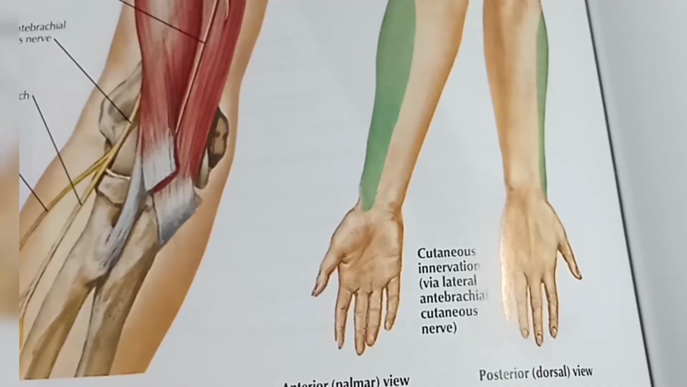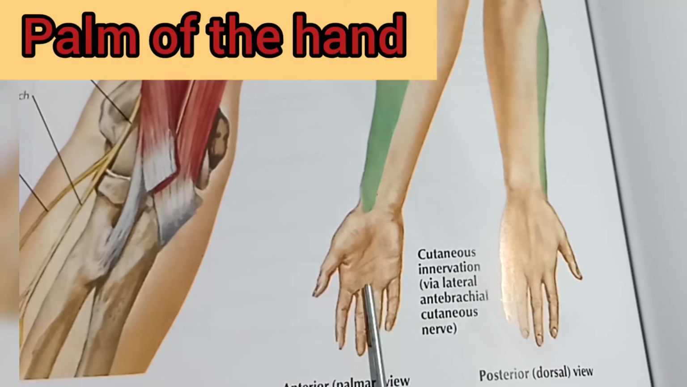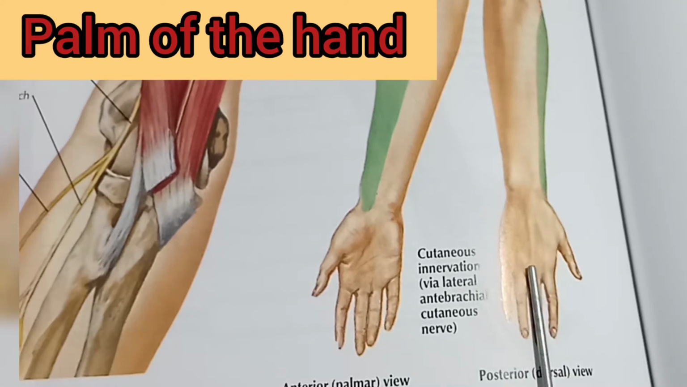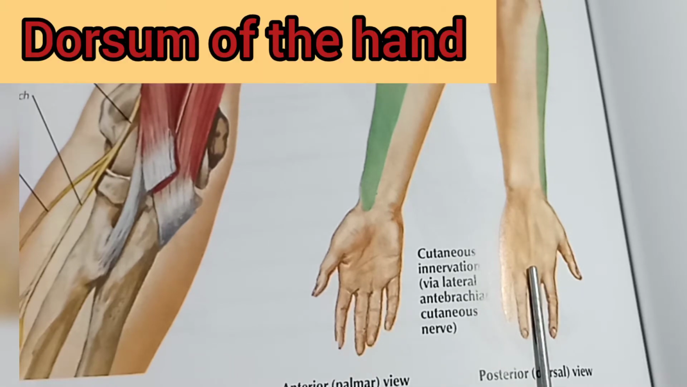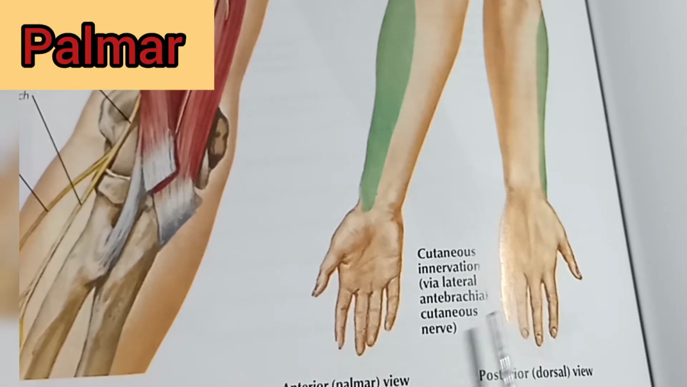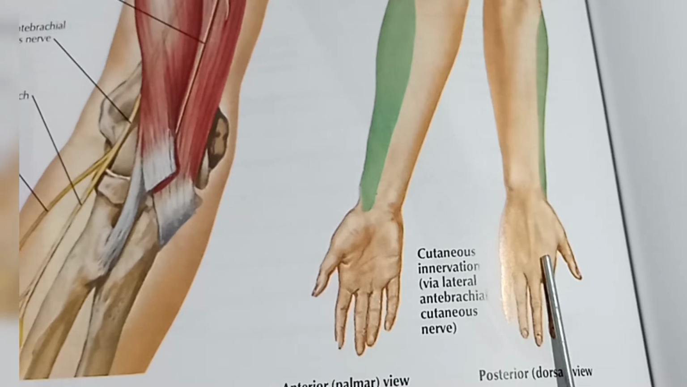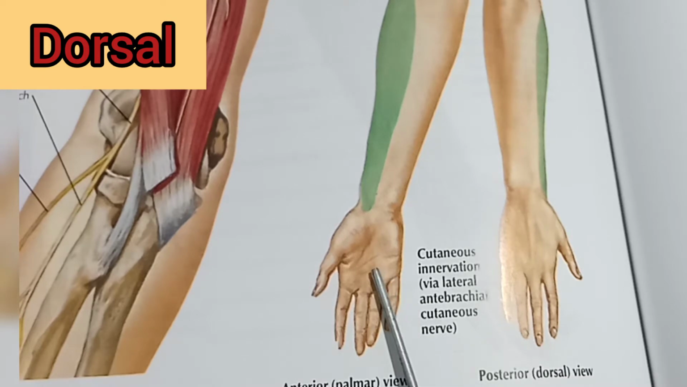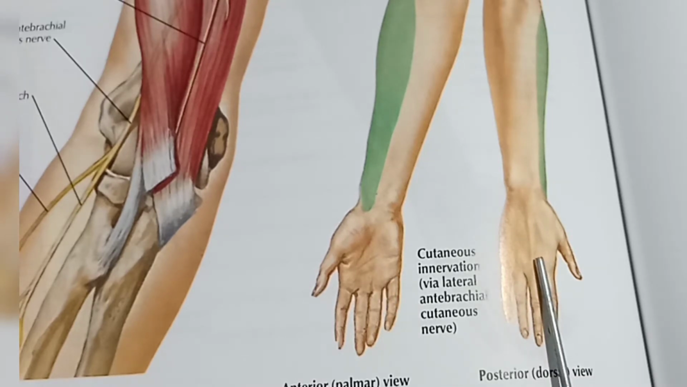The hand has two surfaces, anterior surface and posterior surface. The anterior surface is named palm of the hand, while the posterior surface is named dorsum of the hand. If you have a structure near the palm of the hand, you describe it as palmar. If you have a structure near the dorsum of the hand, it is described with the word dorsal. So palmar means near the palm, dorsal means near the dorsum of the hand.